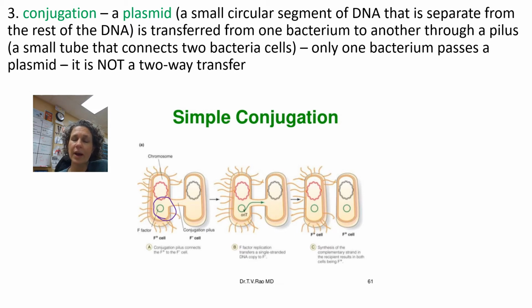Then two bacterium will form what they call a pilus, which is a little tube between them. One bacterium will pass its plasmid to the other. It still has it because it has made a copy of its original. And now the second cell has a copy of that, so the second cell now has some new genetic material.